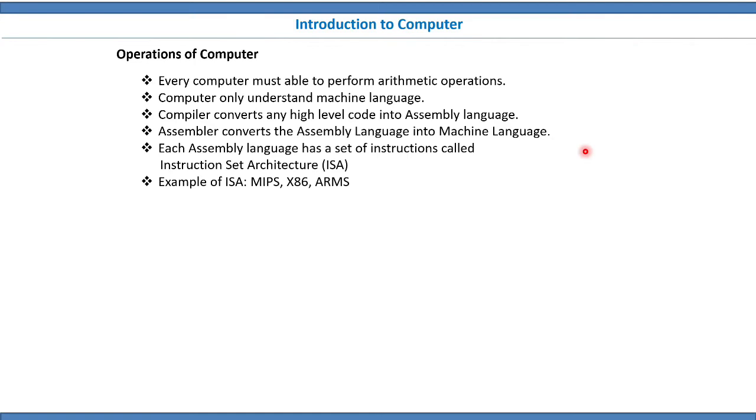So the meaning of the entire content of this slide is, if we write a C program, that is a high level language, and we compile it, the compiler will first convert it to assembly language code, and then there will be an assembler which will convert this assembly language code into machine language code. What is assembly language code? Assembly language code has some instructions, and these instructions are called the ISA, instruction set architecture.